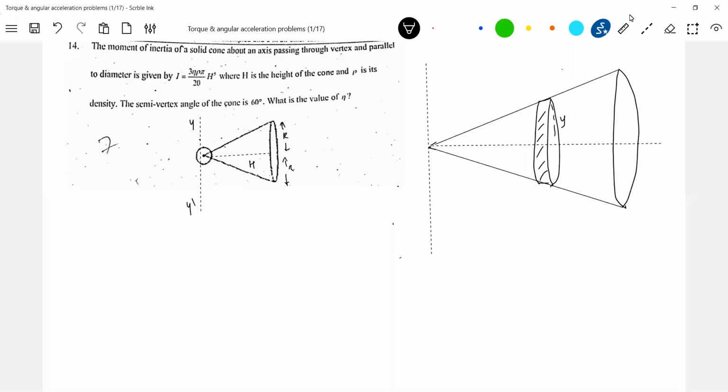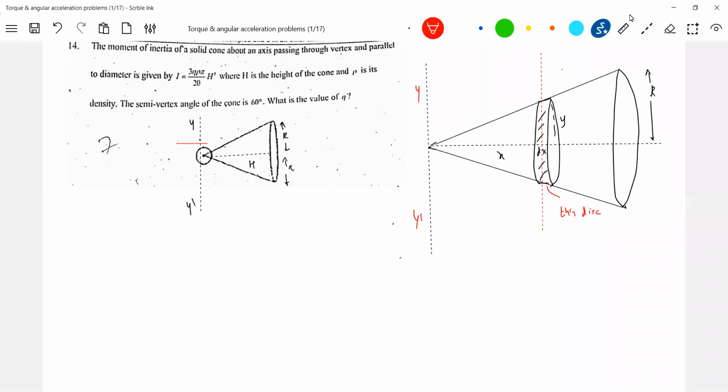Let the radius of this be y, let it be at x, and let this distance be dx. This is r. First, we'll find out the moment of inertia of this. What is that strip? Can you give any name for that strip? It's a thin disc, no? We are supposed to calculate about y dash. So there's a thin disc.